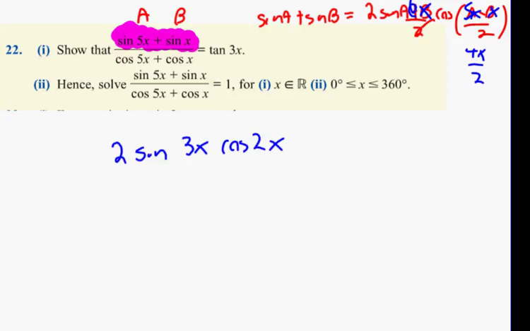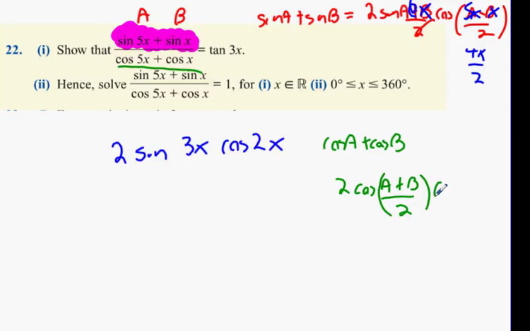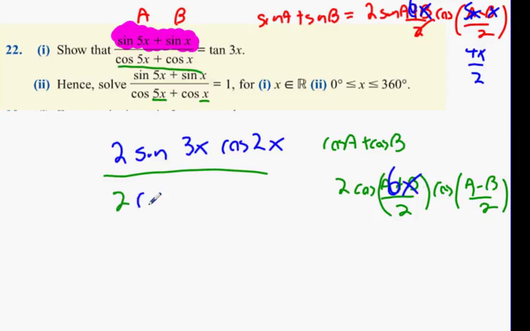And what about the bottom? A cos plus another cos. What's cos A plus cos B? 2 cos of A plus B over 2. And what's A and B? Same thing, isn't it? 5x and x. So we're going to get 2, that's going to be 6x over 2, which is 3x, and 5x minus x, 4x divided by 2.